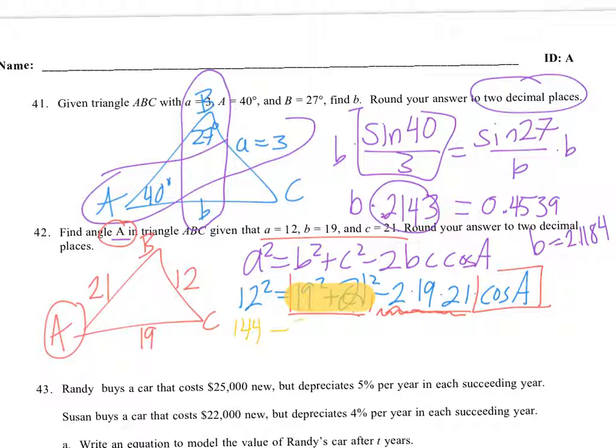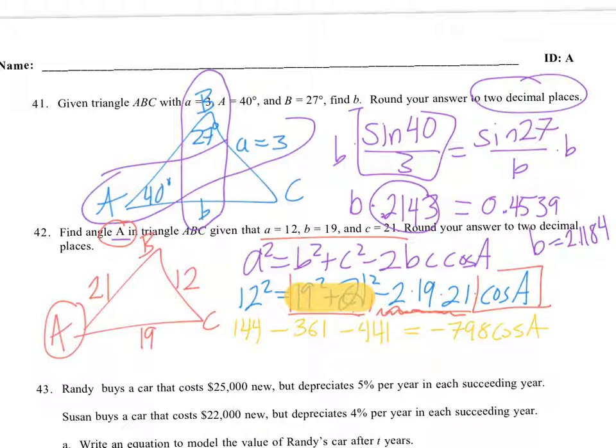361. Whew. I'm glad I actually checked that. 21 squared should be 441. Good, at least I'm not totally off today. And on the other side, I'm left with negative 2 times 19 times 21. So negative 798 cosine of A.